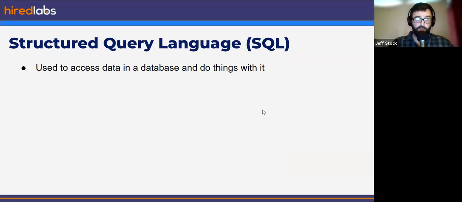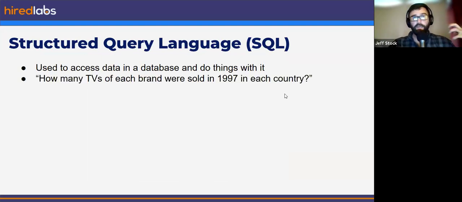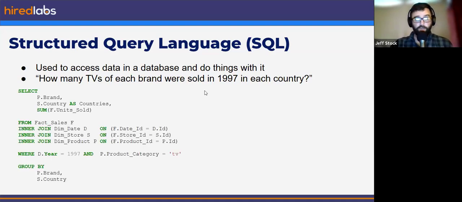So we send our query, and our query could be something like how many TVs of a particular brand were sold in a particular year in each country. I picked 1997 because that matches the example I'm going to show here in a second of a SQL statement, and show the parts that are relevant to it. It's the example, again, we pulled from the same Wikipedia article. But this is how we would translate that question: how many TVs of each brand were sold in 1997 in each country out of a table following that star schema that we showed with the sales and the date and the product and all that kind of stuff.